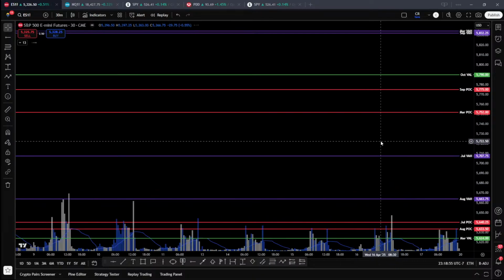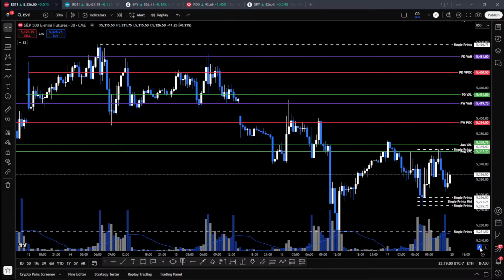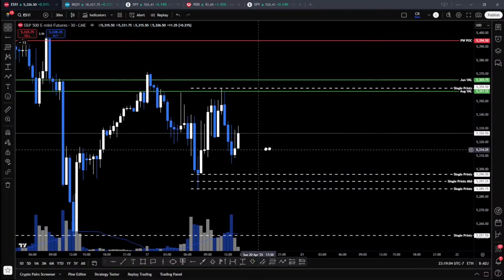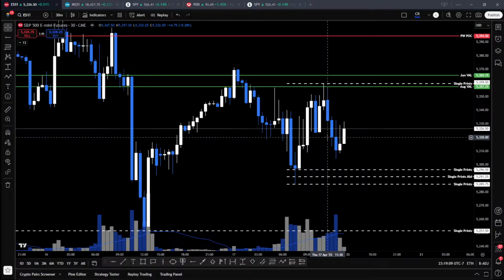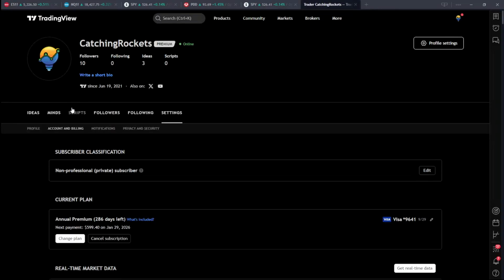So basically, just to recap, and I should share this. You only have access to TPO if you have the premium. It doesn't have to be annual, but you need to have the premium to get access to TPO.